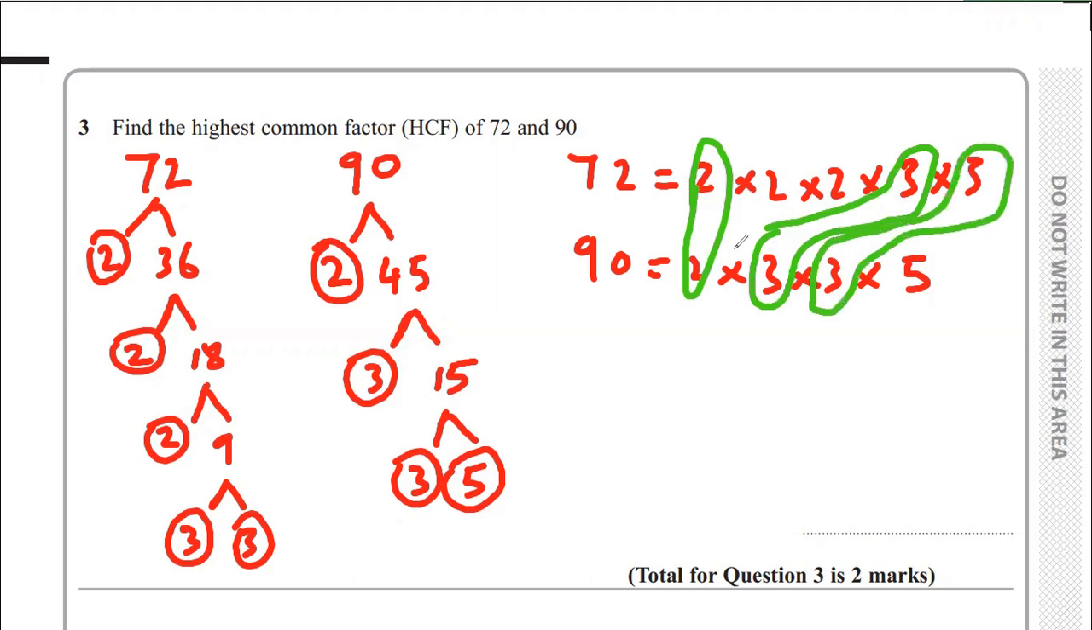Okay, so to work out HCF, what we need to do is just the common factors, we should multiply them together. So 2 times 3 times 3. And 2 times 3 is 6, and 6 times 3 is 18. So 18 is the largest number that can divide exactly both 72 and 90.